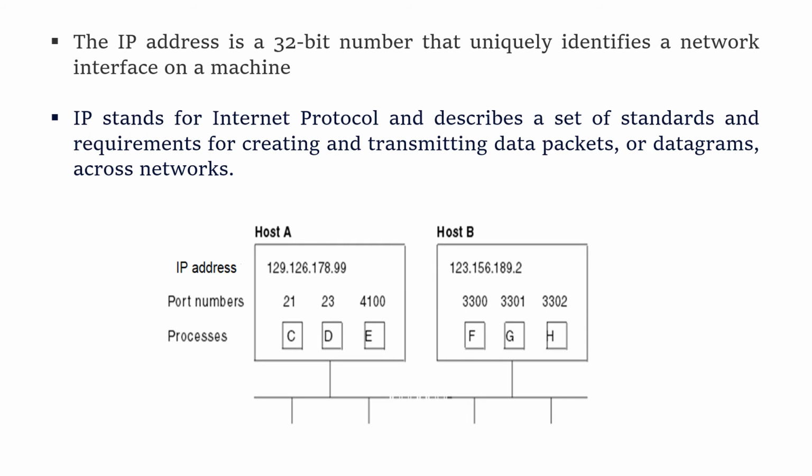Coming to the IP address, it is the 32-bit number that uniquely identifies a network interface on a machine. Network interface, we can say, is a point of interconnection between a computer and a network. IP stands for the Internet Protocol. That Internet Protocol, you can say, is a set of standards and requirements for creating and transmitting data packets or datagrams across networks.